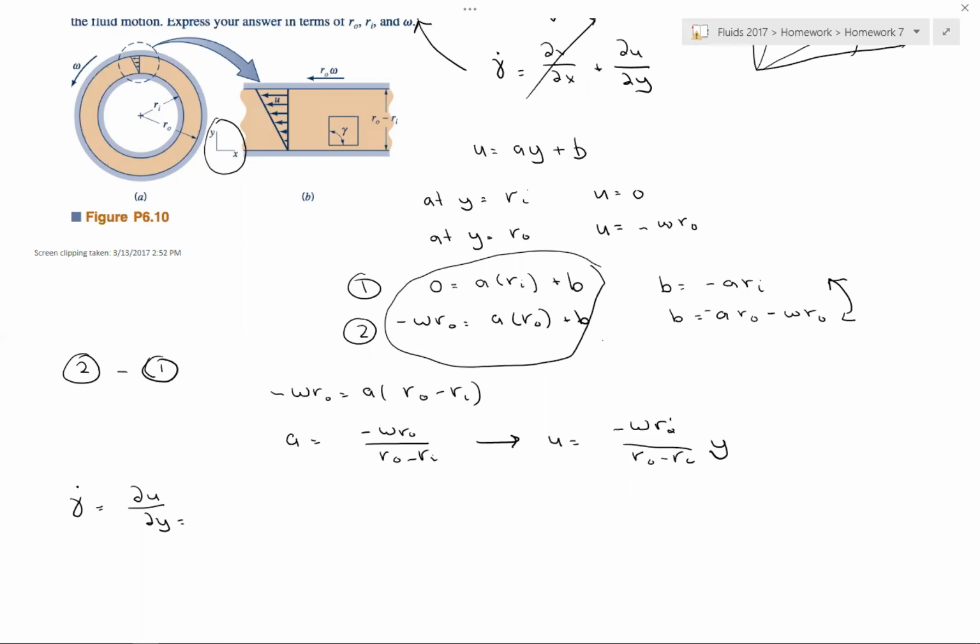So what's our du dy? Pretty simple. I won't even ask you because it's hard to write. It's omega R0 Ri over R0 minus Ri. And I think that's all that they're looking for. And so what that means is that we, what does it mean about the angle?